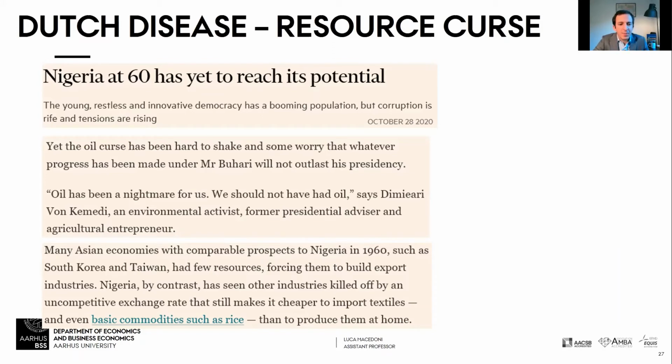You can see here environmental activists complaining about this, not because of the environment necessarily, but because the country has been primarily focused on oil extraction. As a result, it does not have a thriving manufacturing sector, and as a result, there's not the productivity growth that typically comes from the manufacturing sector. And on top of that, you can see that these extractive sectors are often very easily becoming corrupted.